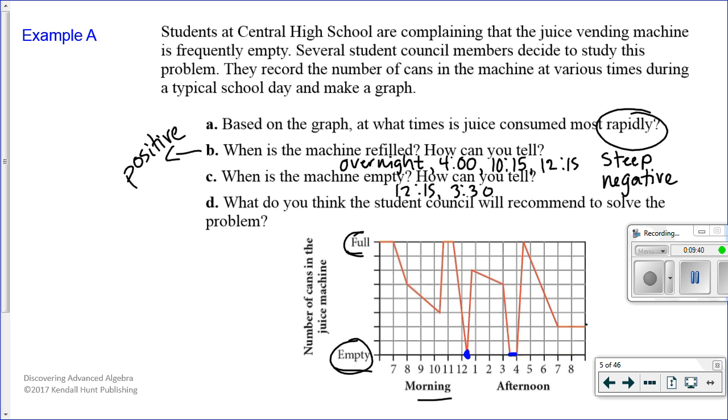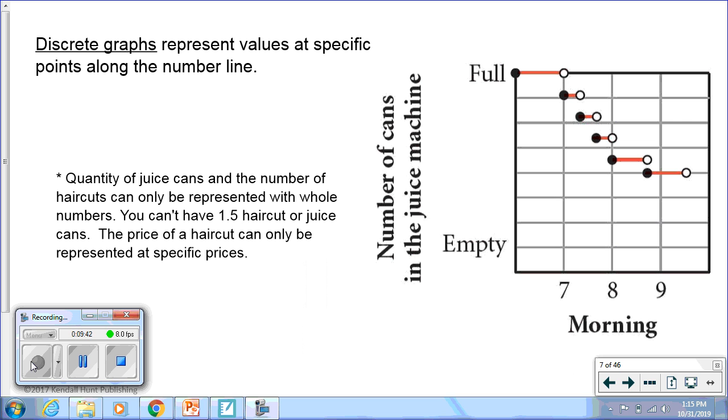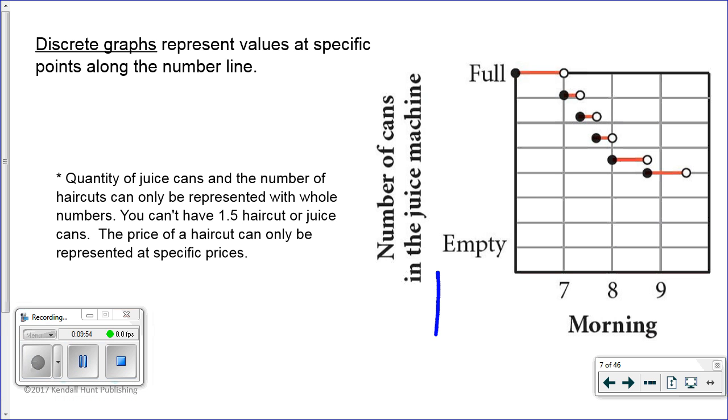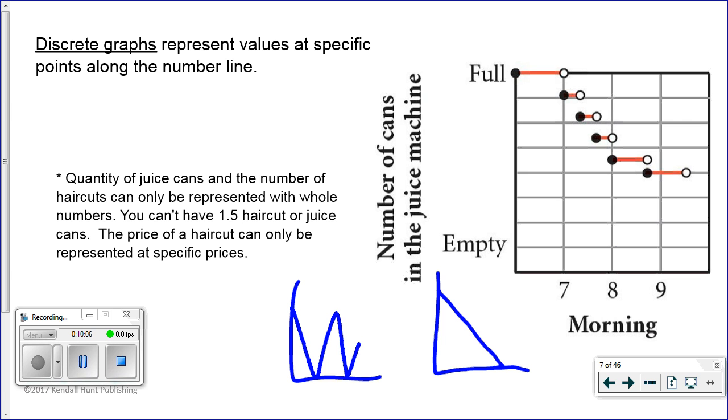I want you to answer that for yourself. Now, something else I want us to consider about both of these examples we've done so far, the haircuts and also the juice machine, is whether these should actually be represented as continuous graphs. Those were continuous graphs. In other words, all points were connected. In the haircut, we have a continuous line. And the other one was going up and down, but it was still continuous. All points along that line are included. So those are continuous graphs, like we're connecting the dots.